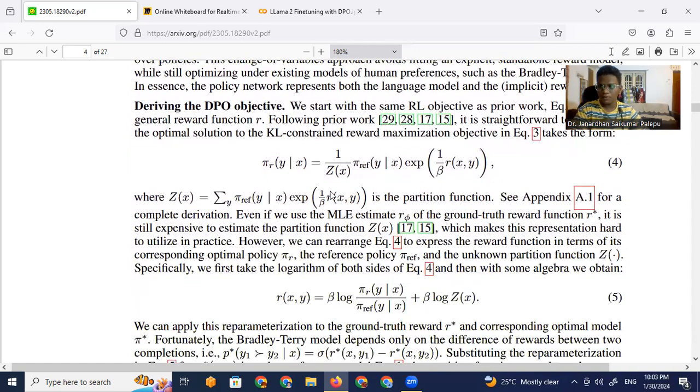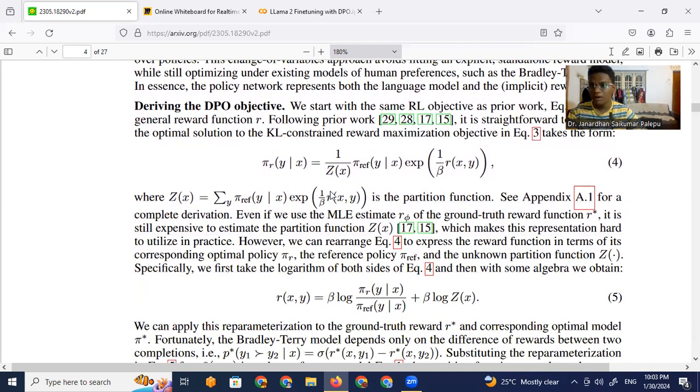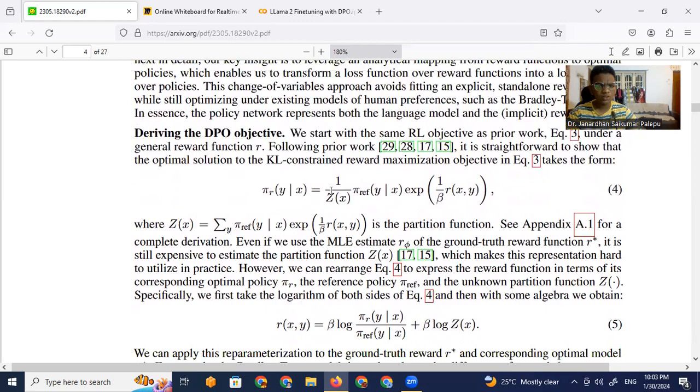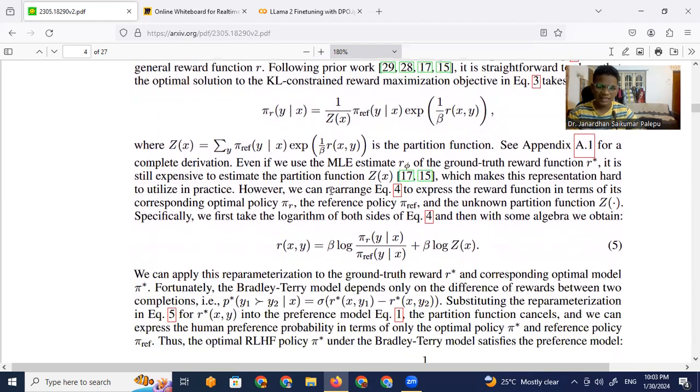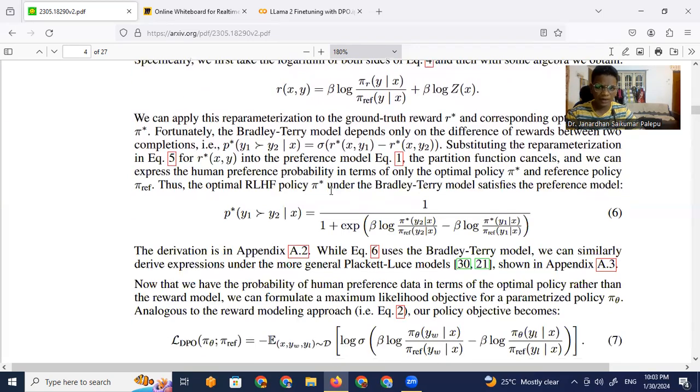In DPO, we remove the whole process of training a reward model and replace it with a simple loss function, which we can minimize in the fine-tuning phase in order to instill the desired behavior. All the derivation is done, and if you want, you can definitely take a look at it.